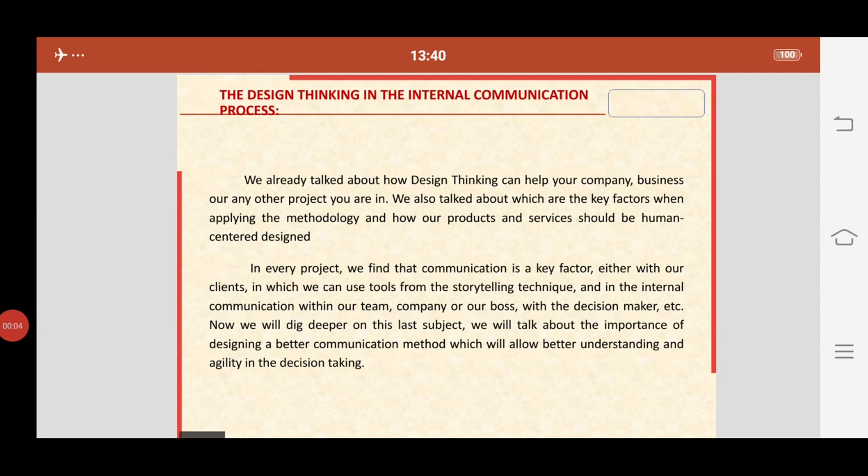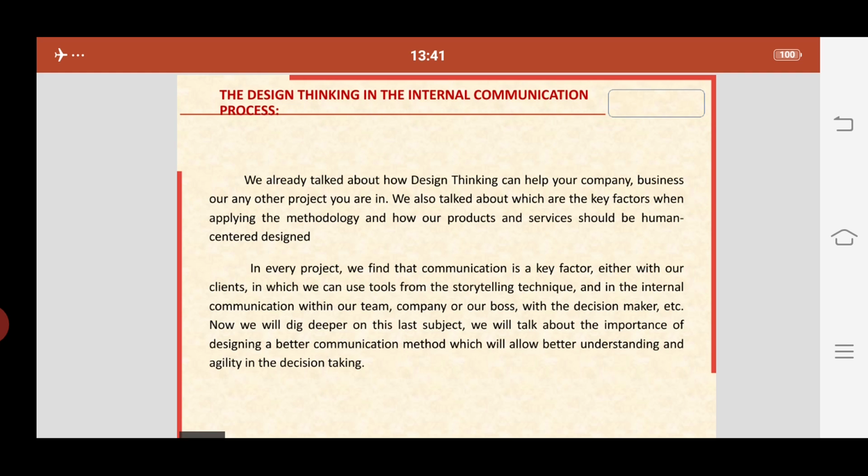Today, our concept is design thinking in the internal communication process. Now, we can discuss what the importance of communication is, and what the need for communication is. We can see exactly what it does in present days.